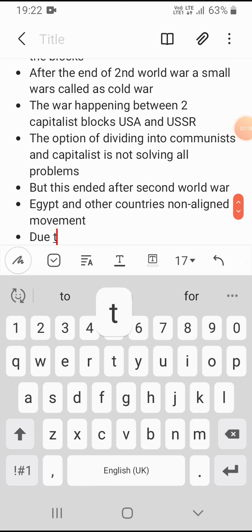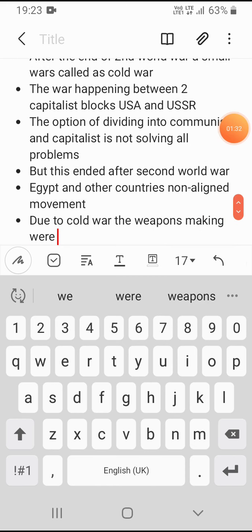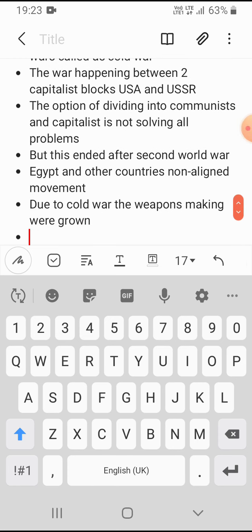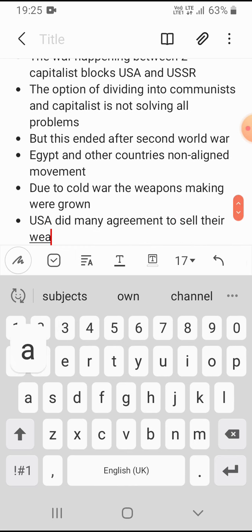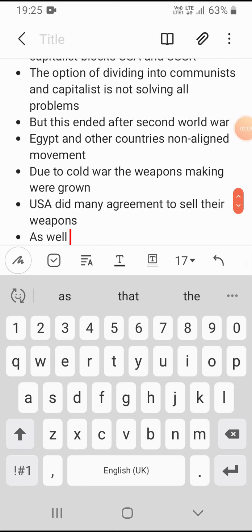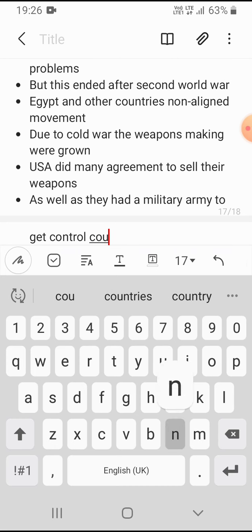So due to the Cold War, weapons manufacturing grew, and the USA made many agreements to sell their weapons. They also had a military army to get control over many countries, to bring many countries into their democratic bloc.